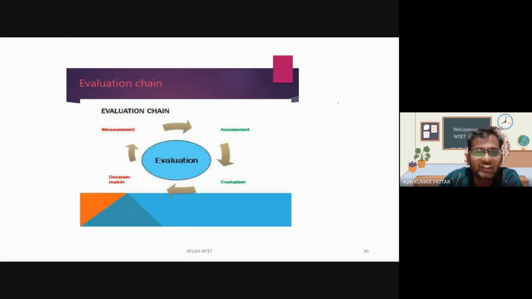Then evaluation chain. So क्या करते हैं हमने? Measurement करता है, assessment करता है, then evaluation करता है, evaluation के बाद decision making करता है. That is the evaluation chain. Measurement, assessment, evaluation, a certain decision we will take, then evaluation. Evaluation is a continuous process. That is the concept.